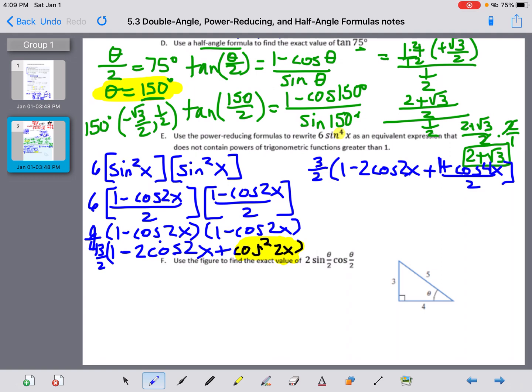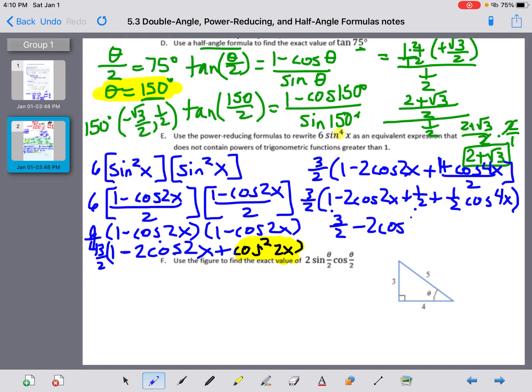All right, just so you can kind of see this, I have a 3/2, I have 1 minus 2 cosine 2x. I'm going to separate this into 2 terms of 1/2 plus 1/2 cosine 4x. Okay. 1 and 1/2 can join to make 3/2 minus 2 cosine 2x. That's a double angle. I'm good on that one. And I have 1/2 cosine 4x, which is a double angle, it looks like. But there's no powers bigger than 1, so I'm good to go.